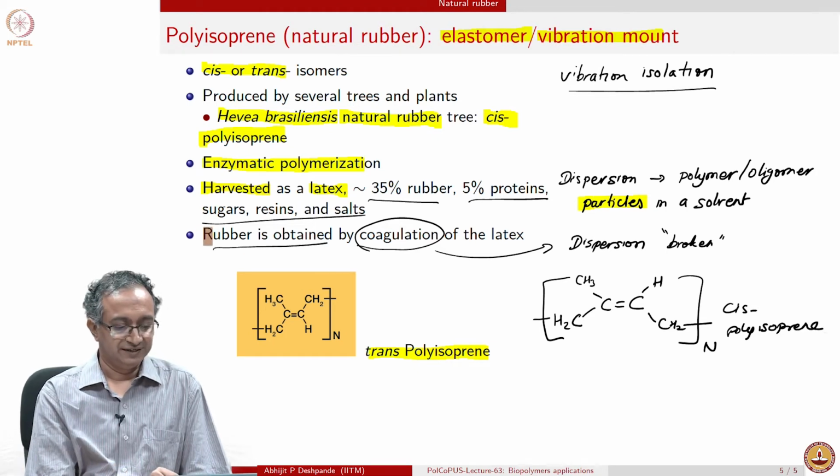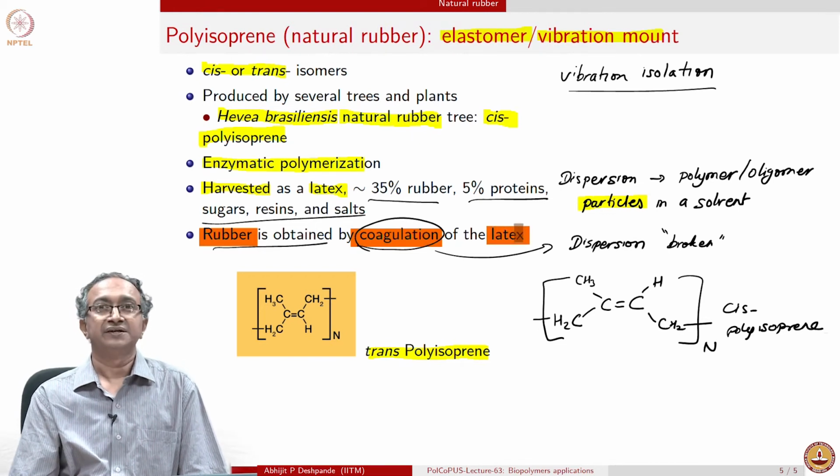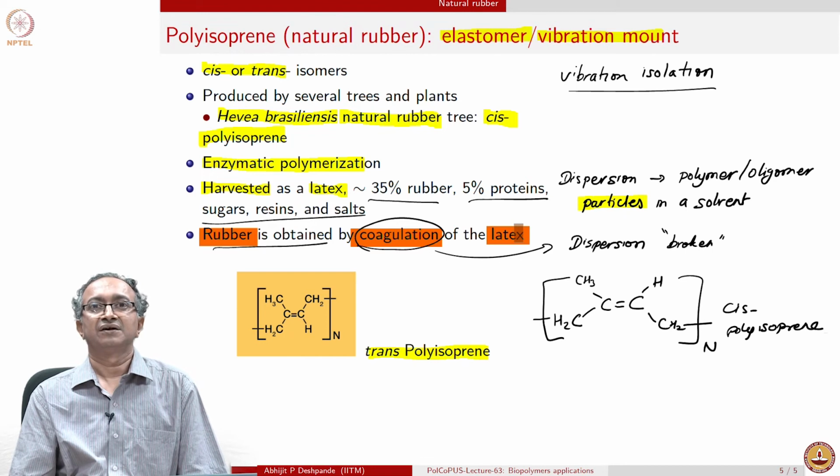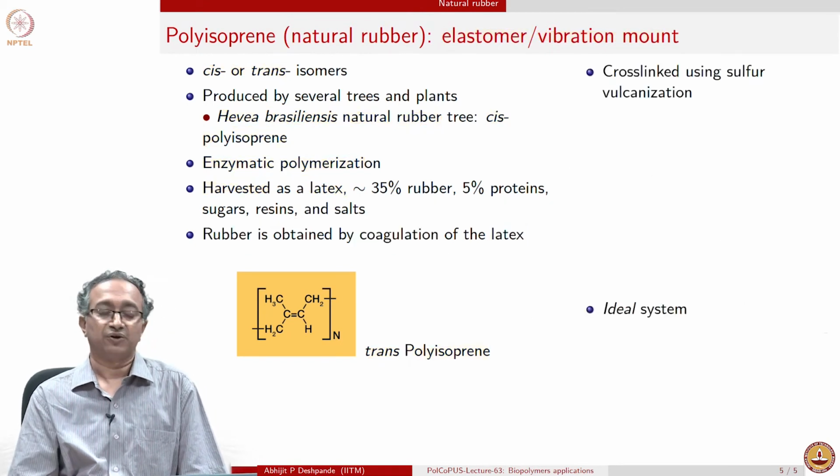So, as we have seen, rubber is obtained by coagulation of the latex, and in this stage natural rubber is not very useful, because it still will have more liquid like properties, and when we want to use it as a vibration mount or when we want to use it as an elastomer, we need solid like character, where these latex particles should get joined with each other, and this is done basically by cross-linking the rubber.